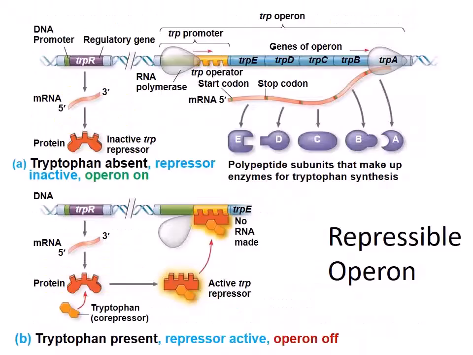Here's the picture from our book, which is a little bit more complicated here, but they're showing the regulatory gene, and that codes for the repressor here. And when tryptophan is absent, the repressor is inactive, so the operon is on, so RNA polymerase can bind, and it produces the mRNA that codes for the proteins to make tryptophan. And then when tryptophan is present, the tryptophan can bind to the repressor, and then that repressor binds to the operator, and that blocks RNA polymerase from binding, so you don't get any mRNA and you don't get any of the enzymes required for tryptophan synthesis.